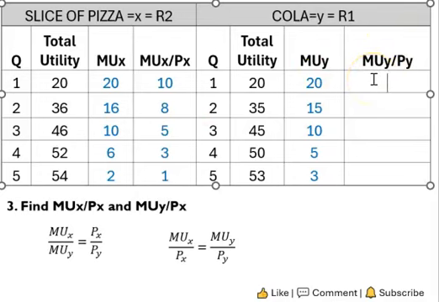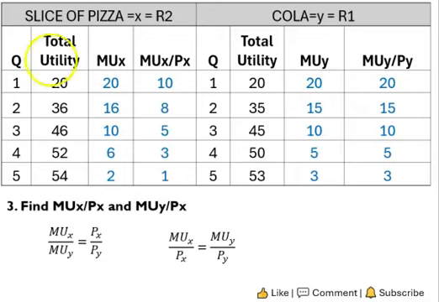We do the same thing when it comes to the collar. We know that the price for the collar is 1 rand, and our MUY is already calculated. So it's MUY divided by PY. It's 20 divided by 1. So this one is easy: 20, 15, 10, 5, and 3. And we said utility is maximized when MUX over PX equals MUY over PY.